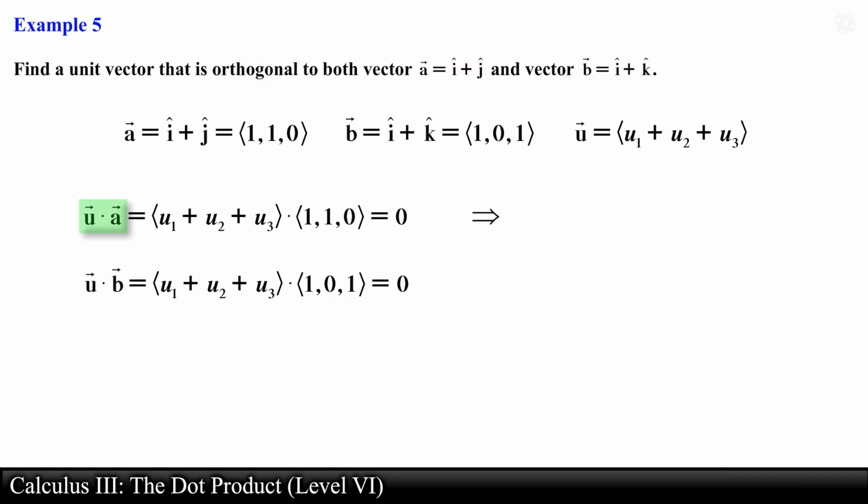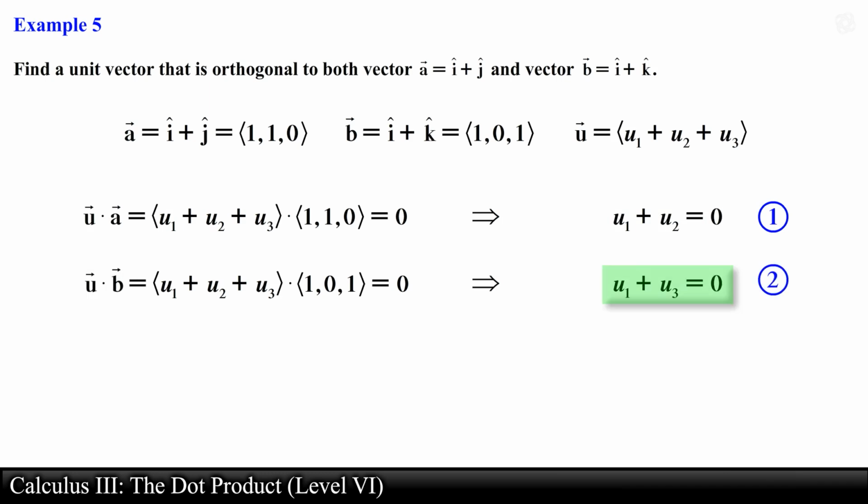So u dot A simplifies to u1 plus u2 equals 0. And u dot B simplifies to u1 plus u3 equals 0. At this point, we want to solve for the unknowns u1, u2, and u3. The only problem is that we have 3 unknowns and only 2 equations. We need one more equation to be able to solve for all 3 unknowns.